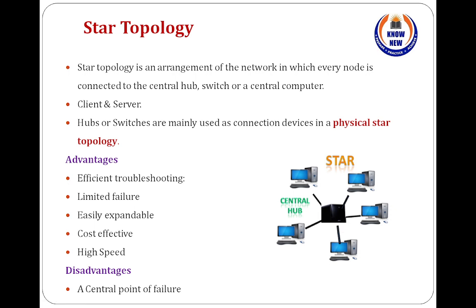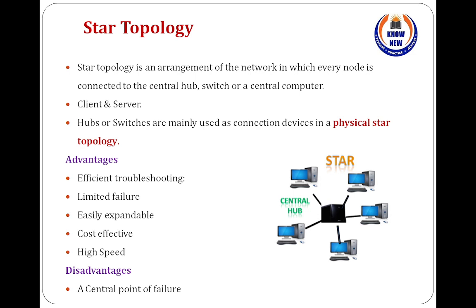It is mainly used for the connection devices in a physical star topology, and we have listed out some of the advantages and disadvantages. The only drawback is if the central hub fails, then the entire network will fail. If any one particular node fails, it doesn't affect your whole network. If any one particular PC fails, only that particular connectivity is disconnected. The other nodes' transactions continue as before, and regular transmission will happen.